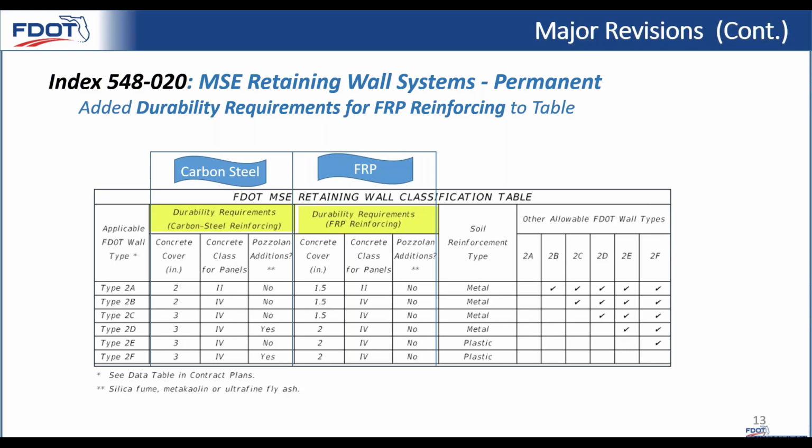Now, the use of FRP reinforcing for MSE walls no longer requires special permission. So we have added a section for the durability requirements for the FRP reinforcing to the index 548-020.